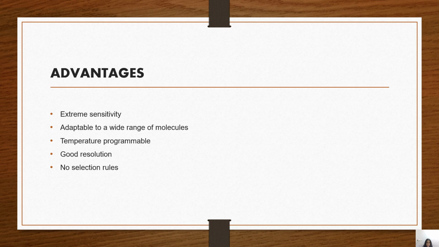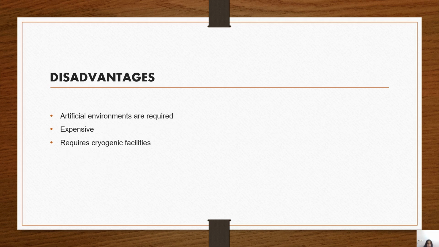The fourth one is the good resolution. IETS provides high spectral resolution, enabling the identification of fine vibrational features. The fifth one is no selection rules. Unlike some other spectroscopic techniques, IETS does not have strict selection rules, meaning it can detect vibrations regardless of symmetry or dipole changes. Disadvantages. The first disadvantage is that artificial environments are required.